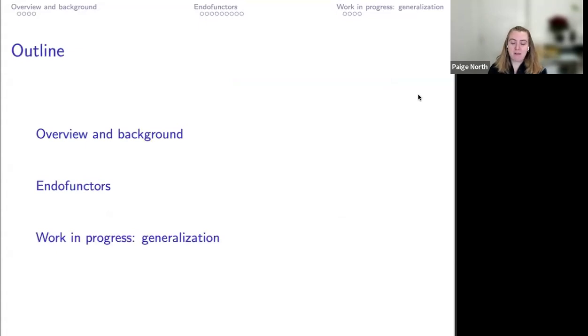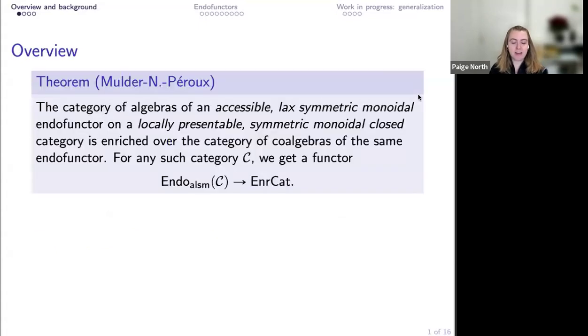So here's the outline, which you can also see at the top of the slides. In this talk, I want to give the theorem statement, which looks a little bit complicated, and then explain it by giving an example and working through what it means in an example. So let me read through this.